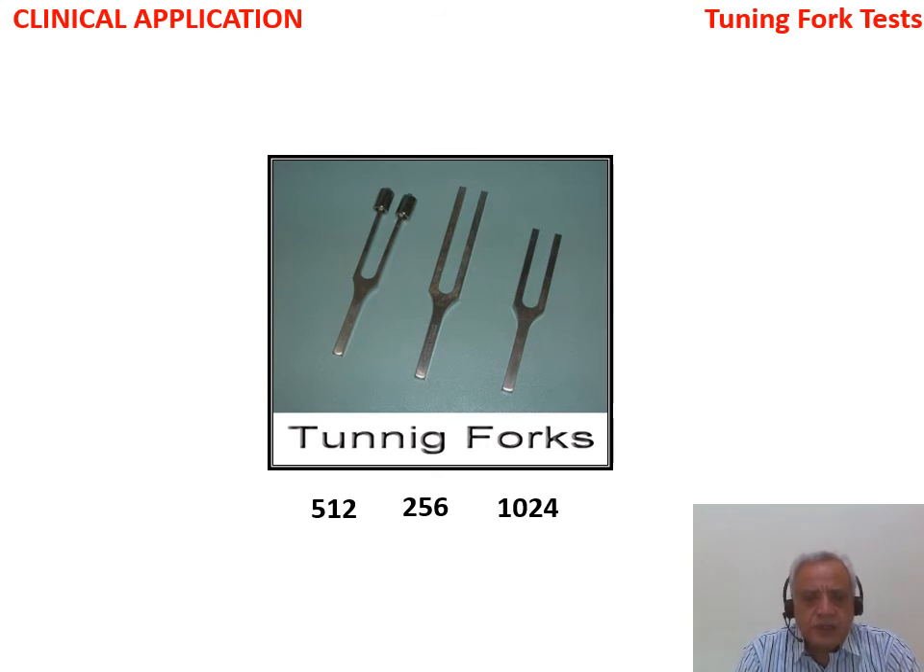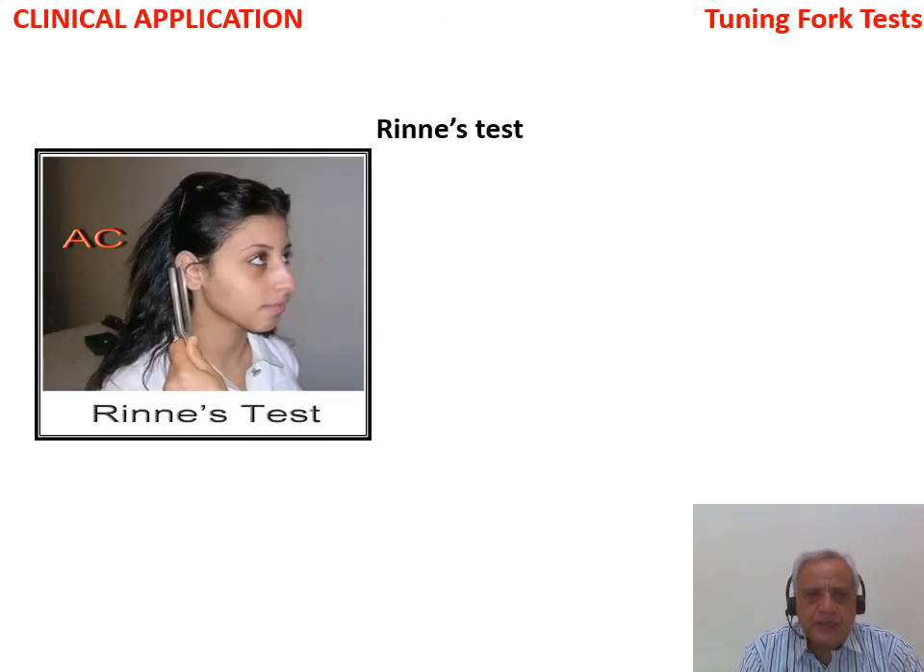or 1024. You remember the unit? What is the name of the unit? Yes, it's hertz. So you have 256 hertz, 512 hertz, or 1024. Usually we use the 512 tuning fork to do our test in the clinic. Depending on the one who described the test, it will be named.